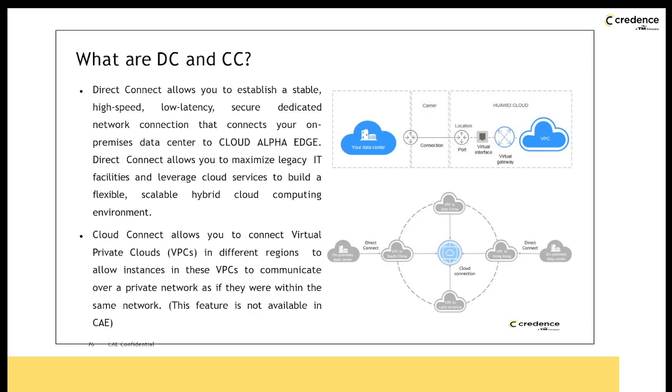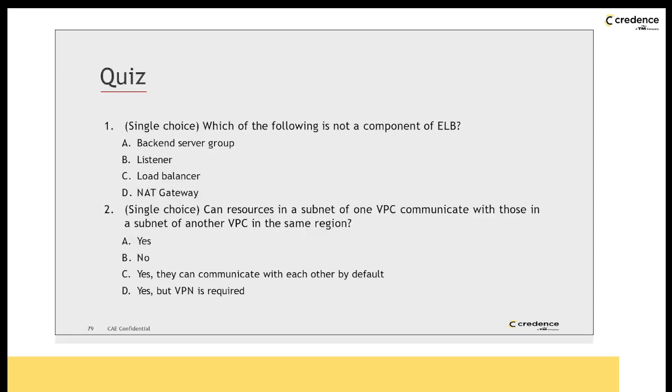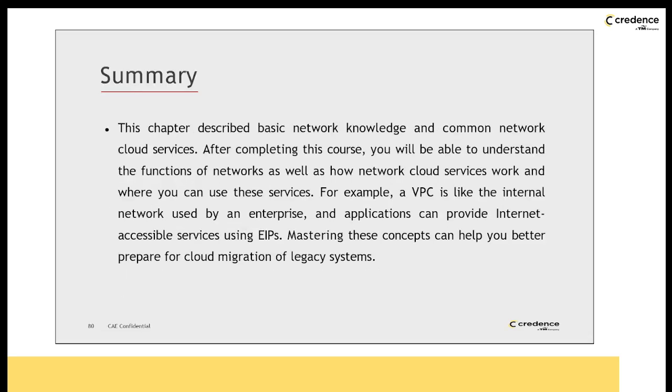Then we will continue after this. I will upload the quiz for chapter 6. Before that, let's go to the summary. Basically, chapter 6 describes basic network knowledge and common network cloud services. After you complete this course, you're able to understand the function of network as well as how network cloud services work and where you can use these services. For example, a VPC is like the internal network used by an enterprise. An application can provide internet accessible service using EIP. Remember, EIP is elastic IP. Mastering this concept helps you better prepare for cloud migration of legacy systems.